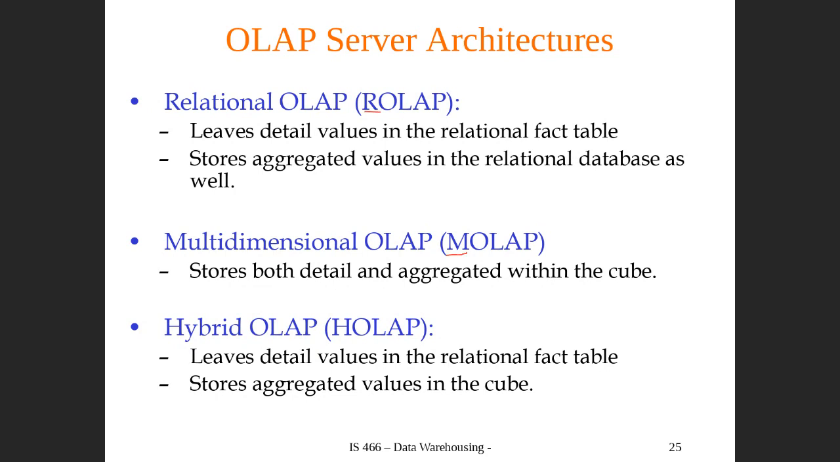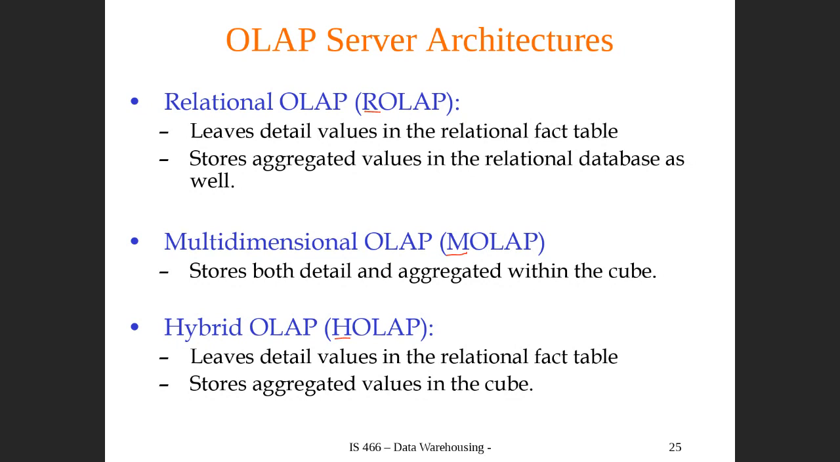Relational, multidimensional, and hybrid OLAP. Let's see the features of relational OLAP. In relational OLAP, we use the relational concept, meaning a relational database is used, based on the principles of rows and columns. Moreover, we have two types of values: the detailed value and the aggregate value.